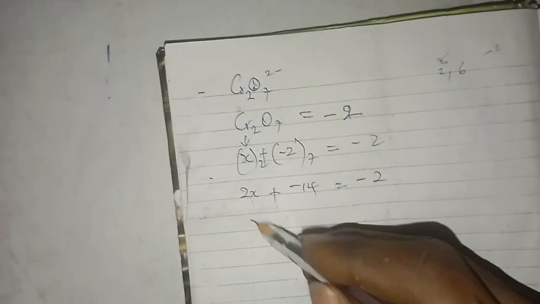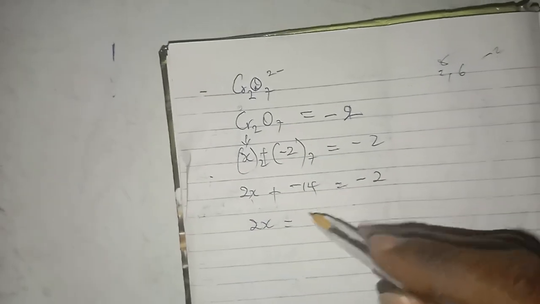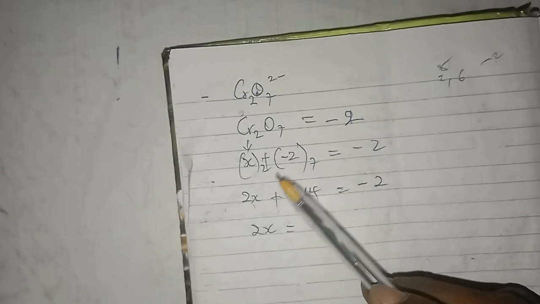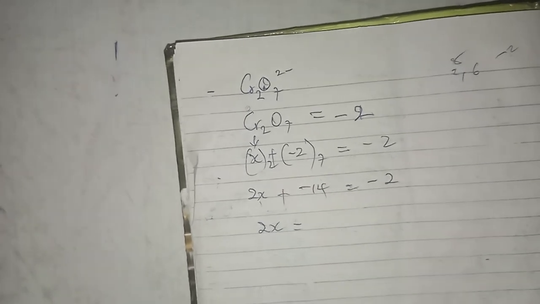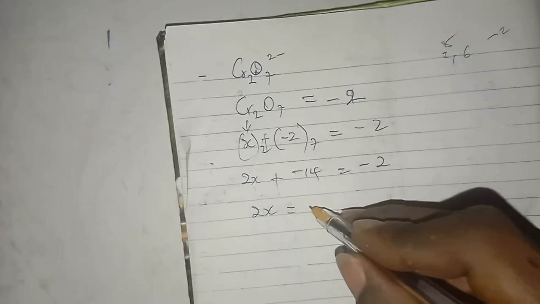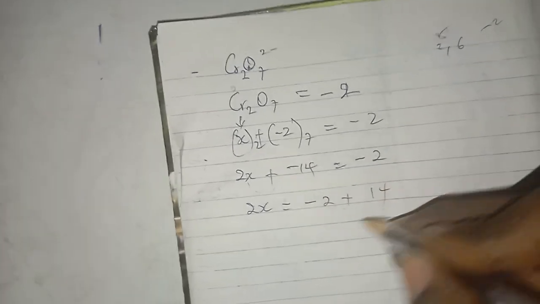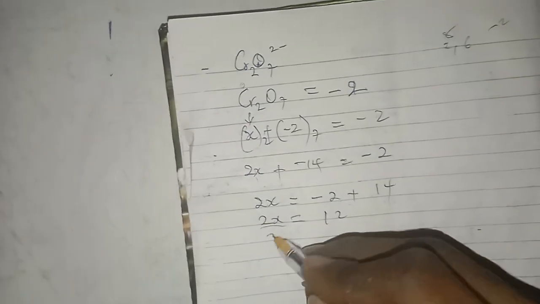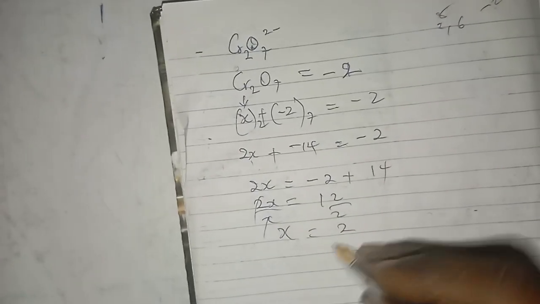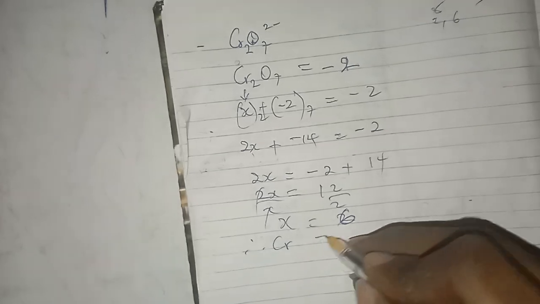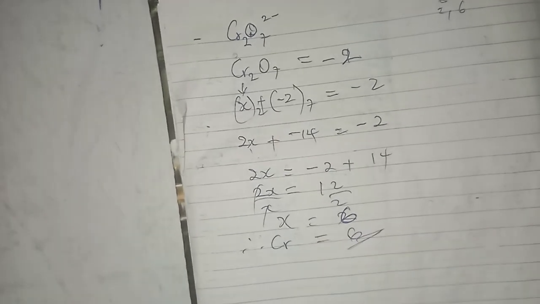So this is now going to be 2x equals... yes, Shemi? Yes. So this is the same thing as saying, if this crosses the equality sign, it becomes plus, minus 2 plus 14. So this is going to be 12, 2x. So divide both sides by the coefficient of x. So x is equal to 2. It's equal to 6, sorry. Which means, therefore, chromium, Cr, is equal to 6. The oxidation number is equal to 6.